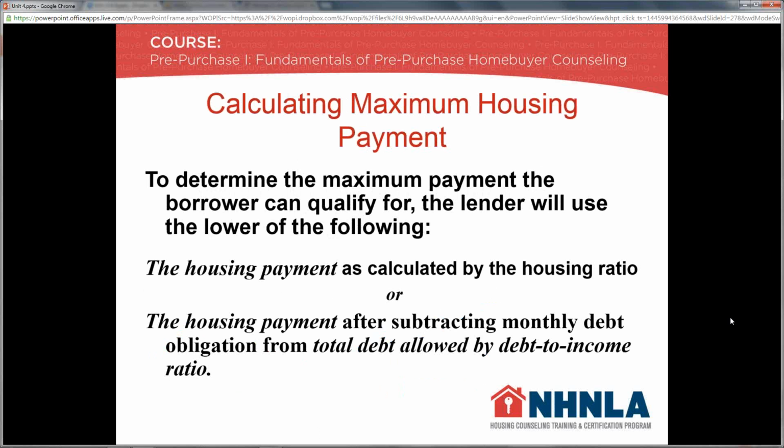To calculate a maximum housing payment that the borrower can qualify for, the lender will use the lower, or the lesser, of the following: the housing payment as calculated by the housing ratio, or the housing payment after subtracting the monthly debt obligation from the total debt allowed by the debt-to-income ratio.